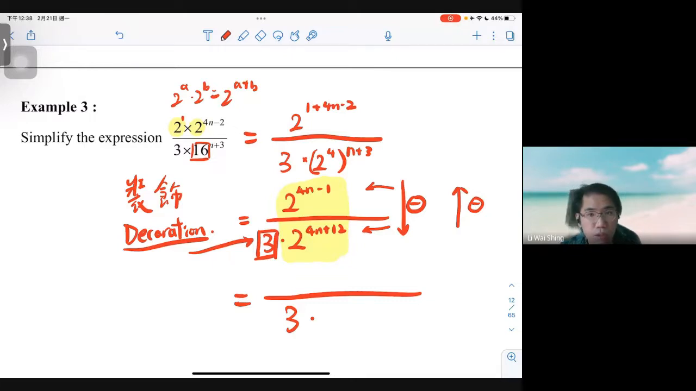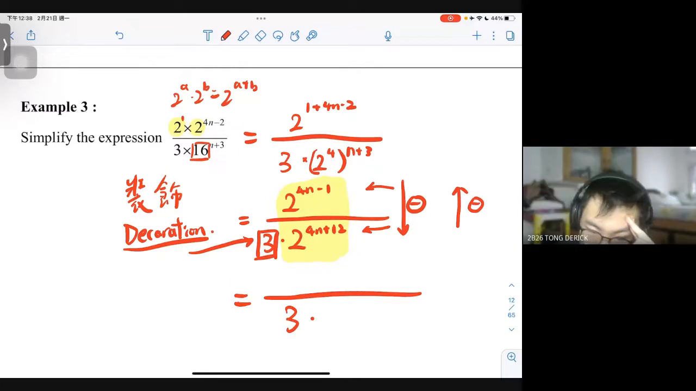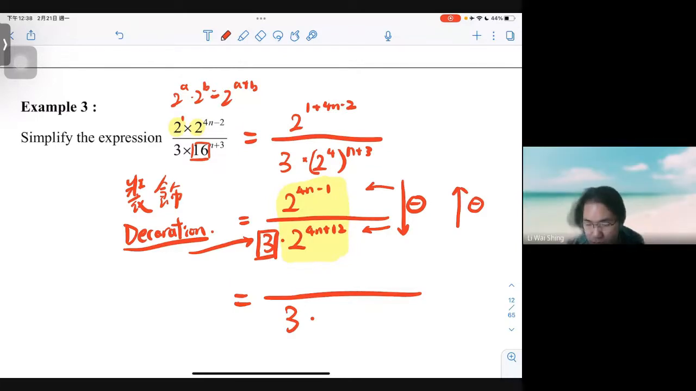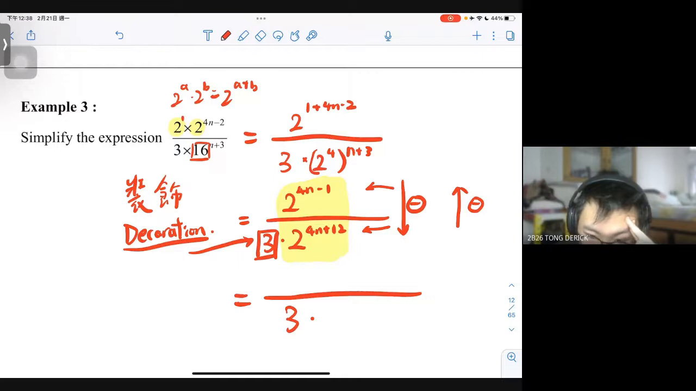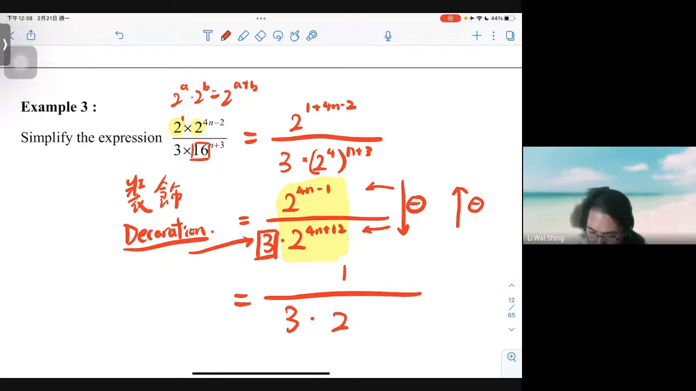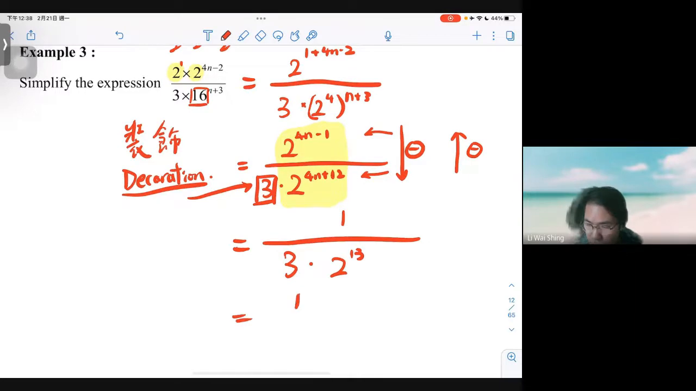Use which one? Yes, Derek. 下減上，大減細, which one is larger? 下面. So what should be the answer? Yes, you gave me a good answer. So can you tell me what's the final answer? 1/3 times 2的13次方. Very good. After subtraction, you have a negative 3 there. So at last you will have 1/2^457 6.